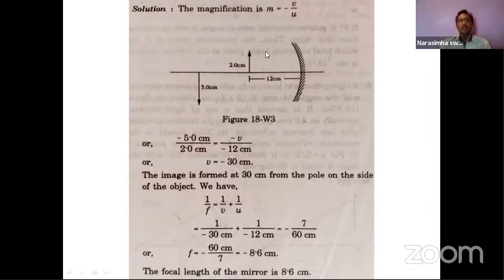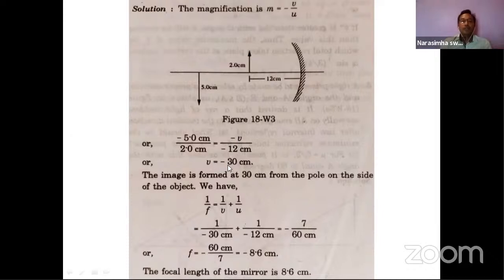Now look at this. Magnification, how can you calculate this? Here it is, minus 5 by 2, that is equal to minus V by U. V we need to calculate, and U is given 12 centimeters. Look at how the minuses came: it is a concave mirror, so all the measurements are on the left side of the mirror. Simplify this, and you get 30 centimeters.